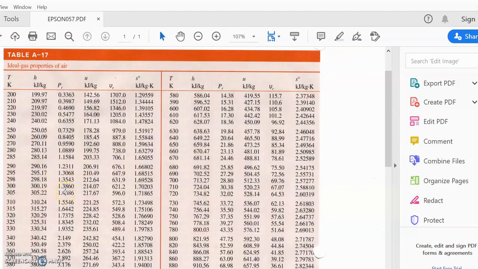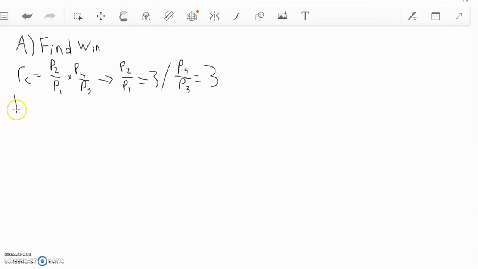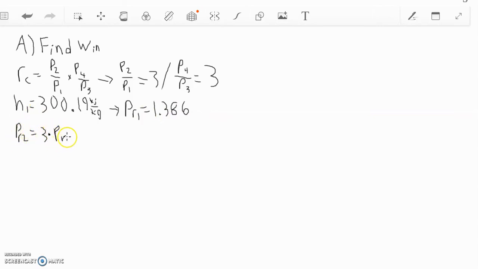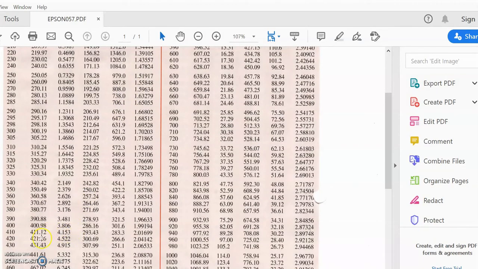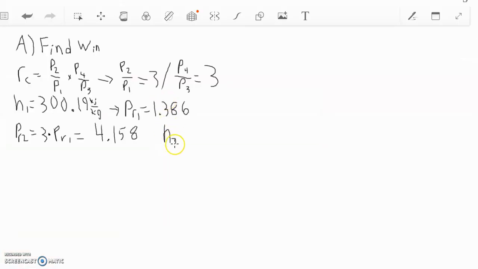Now that we have the compression ratio, we can start trying to find the enthalpy. So first we go to T1. We can see that the enthalpy there, real quick, is 300.19 kilojoules per kilogram. We also get a relative pressure of 1.36. Because of the compression ratio, the pressure at 2 is going to be 3 times the relative pressure at state 1. So that gives us a relative pressure of 4.158. And from there we can look up H2. We get 411.12 kilojoules per kilogram.